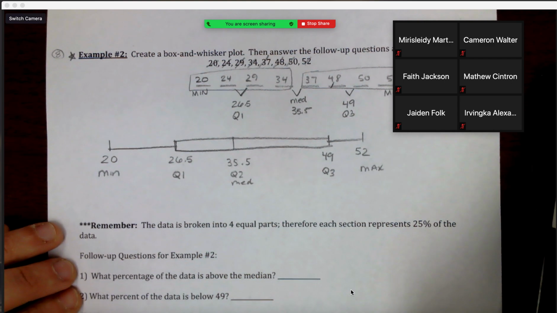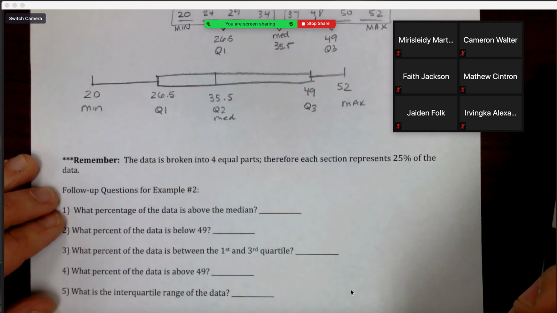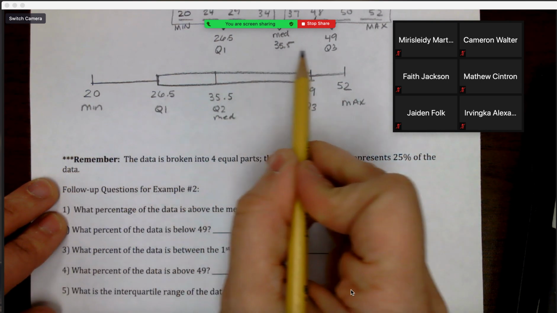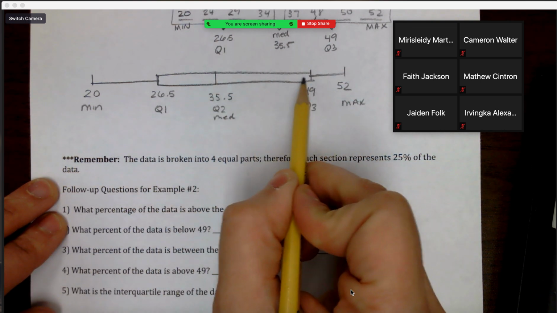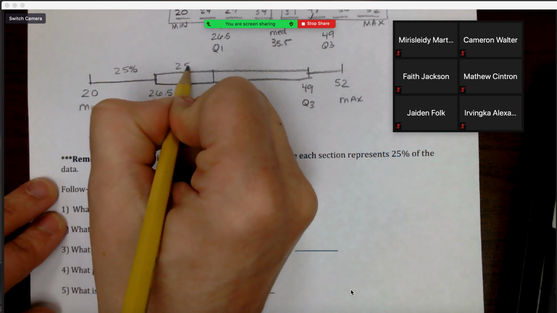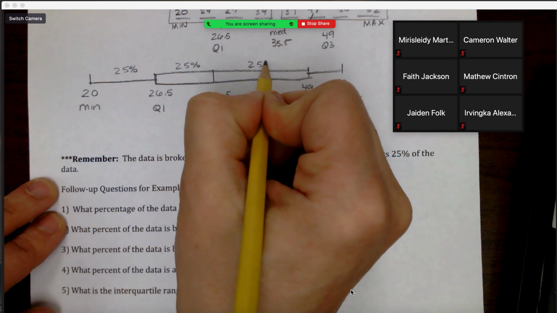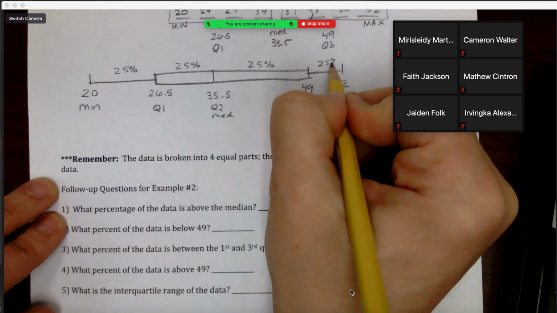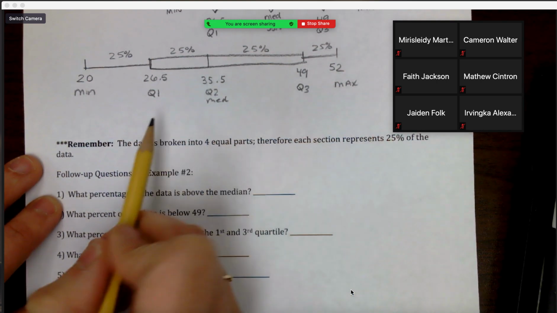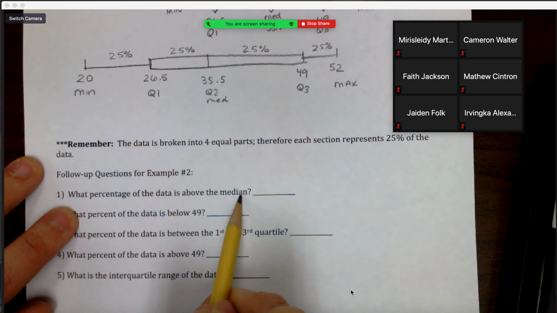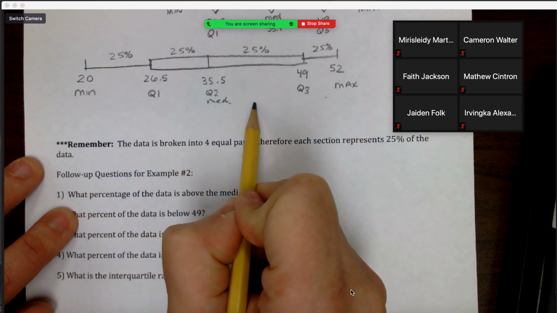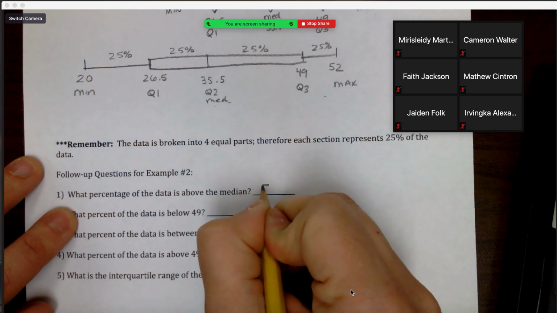All right. So one key part here is that when it's broken into 4 equal sections, even though it doesn't look equal because this third section looks really big, this is 25% of the data, this is 25, this is 25, as is this. That's what each quarter represents. What percentage of the data is above the median? So above the median would be these 2 sections. The percentage of the data is 50%.